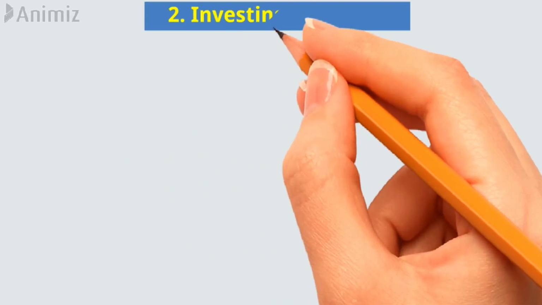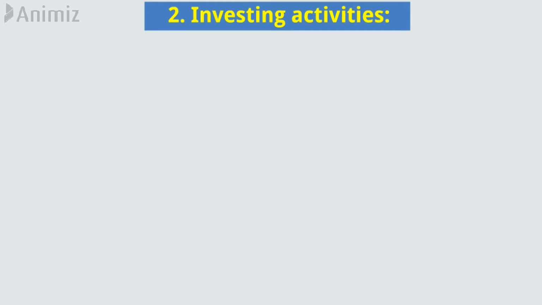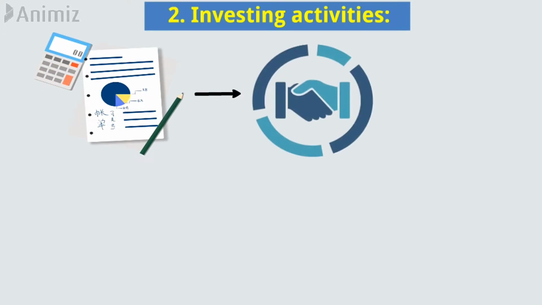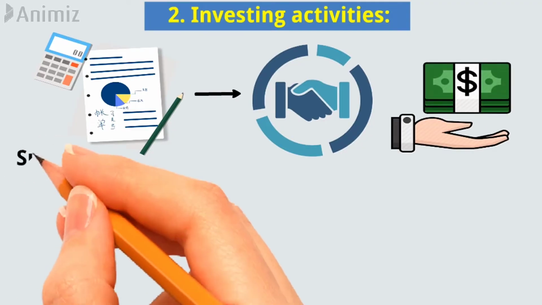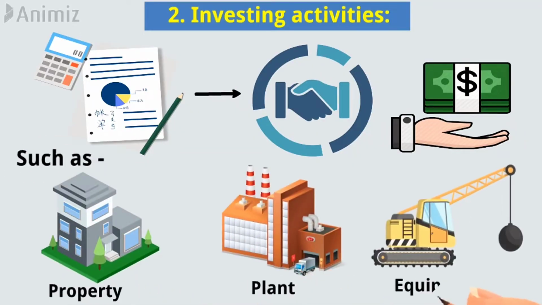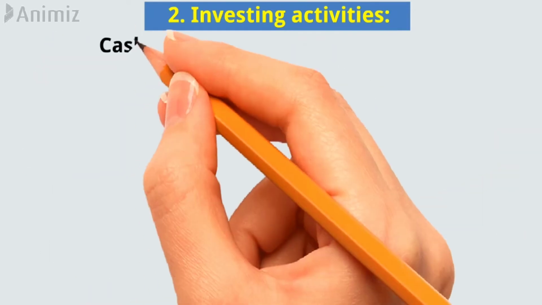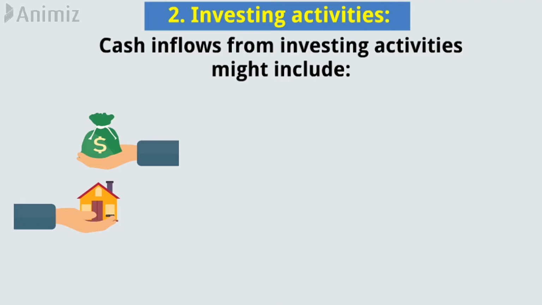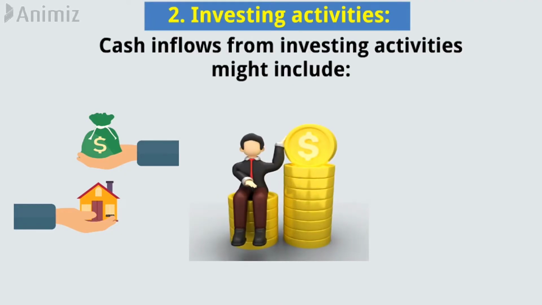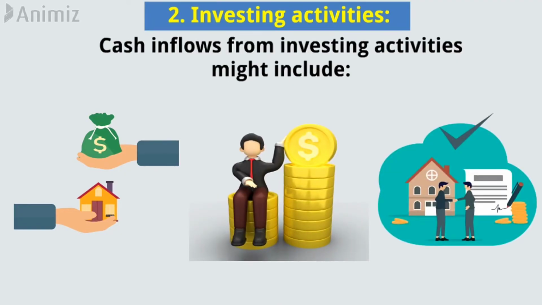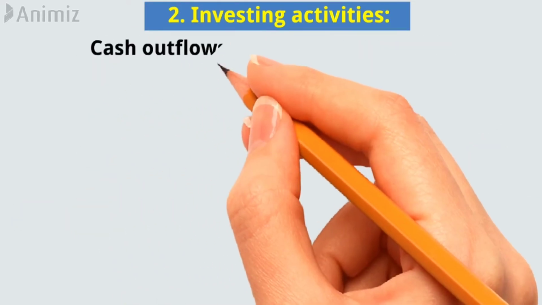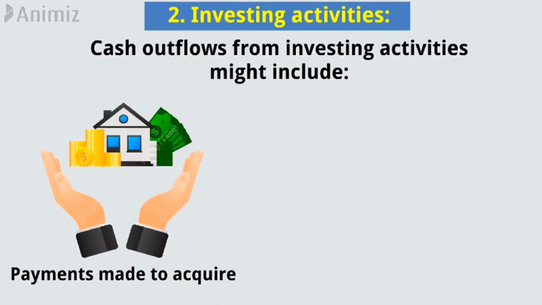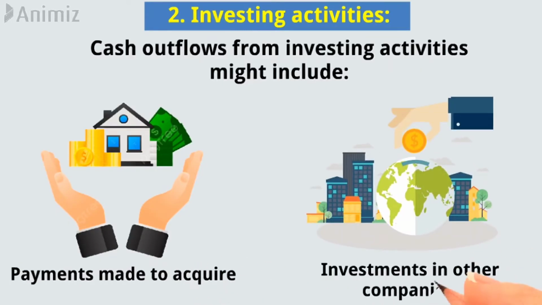Number 2. Investing activities. This section of the cash flow statement reports the cash inflows and outflows related to the acquisition and disposal of long-term assets, such as property, plant, and equipment. Cash inflows from investing activities might include proceeds from the sale of long-term assets, income received from investments in other companies, and loans made to others. Cash outflows from investing activities might include payments made to acquire long-term assets and investments in other companies.